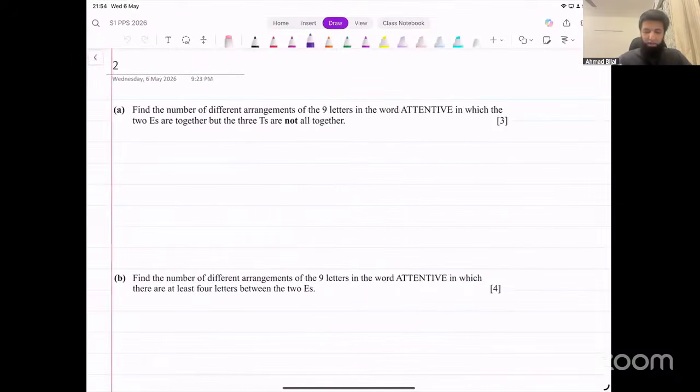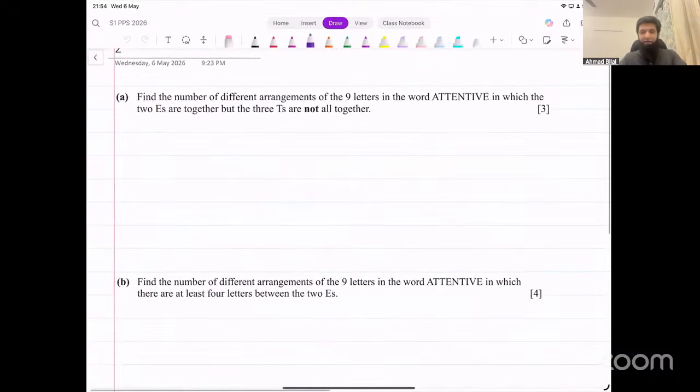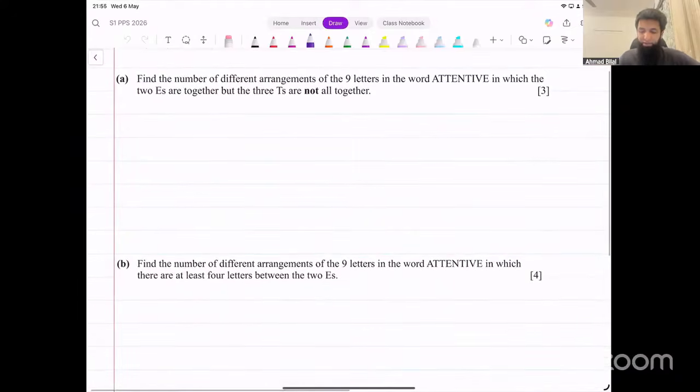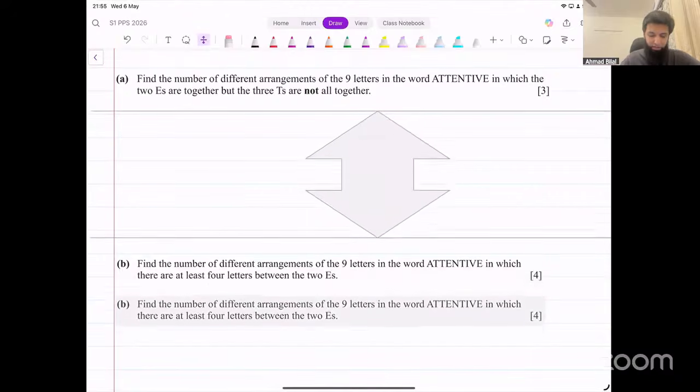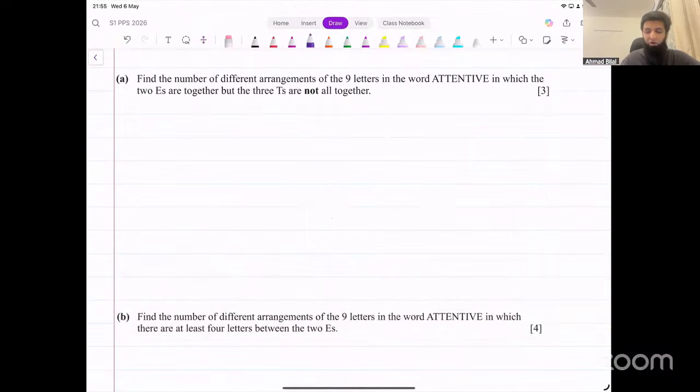To the next one. Let's look at this now. Find the number of different arrangements of the 9 letters in the word attentive in which the 2 E's are together, but the 3 T's are not all together.